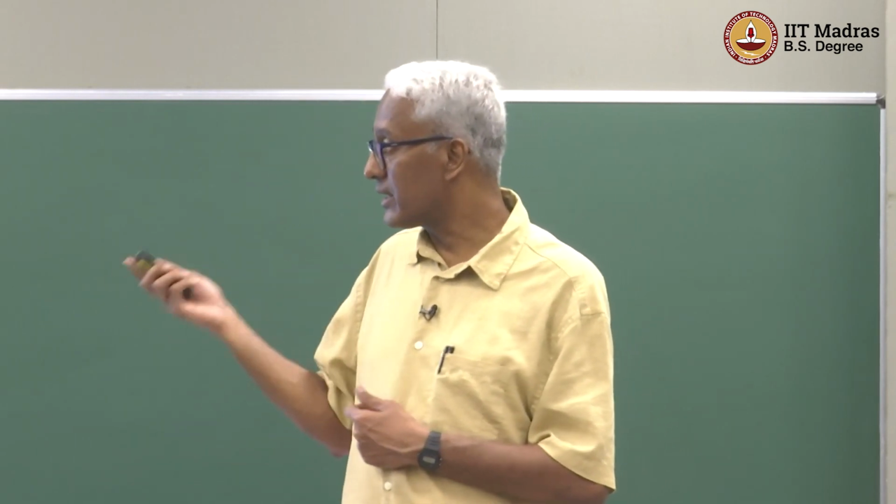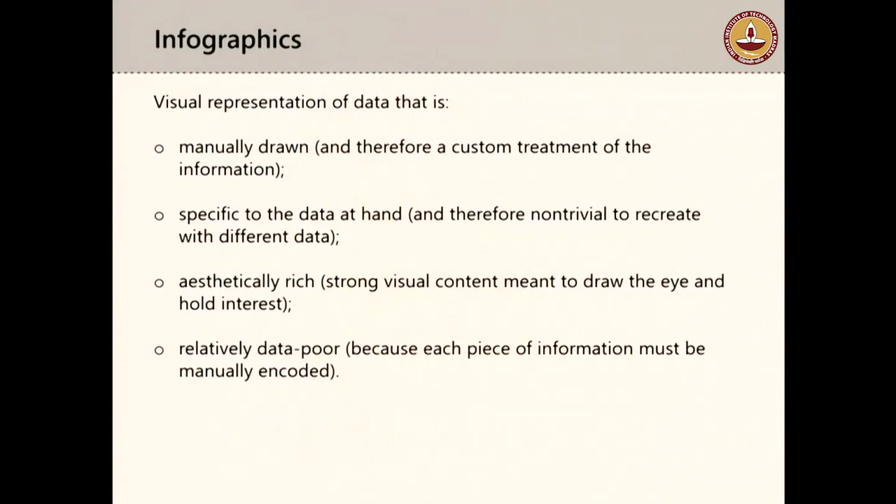It is aesthetically rich, strong visual content meant to draw the eye and hold interest, and it is relatively data poor because each piece of information must be manually encoded. Okay. So the IIT Bombay campus map went through several iterations before reaching the stage that we see now. It was like an entire project for the student. It took about 3 or 4 months to do that map, because every single thing is illustrated by hand.